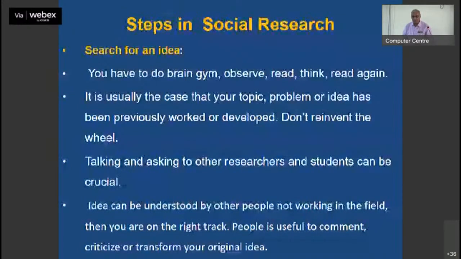Talking and asking other research students can be very important. If your idea can be understood by other people not working in the field, then you are on the right track. People are useful to comment, criticize and transform your original idea.